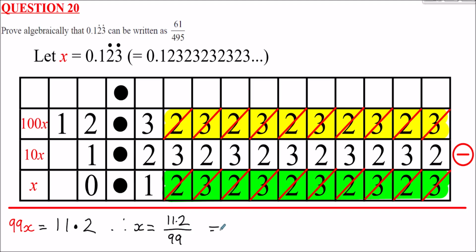Now that, of course, looks nothing like what we're trying to prove. We can't really have a decimal within a fraction. Well, we can, but it doesn't look the best. So to get rid of this decimal, let's multiply both top and bottom of this fraction by 10.